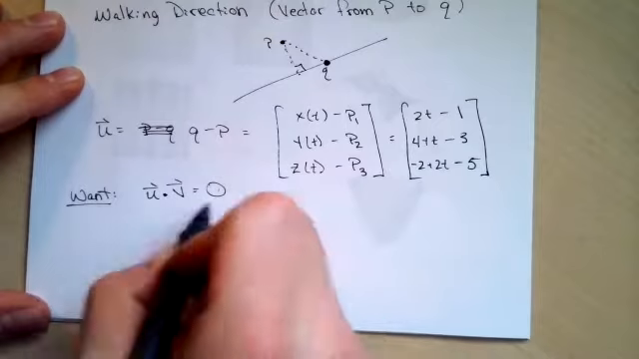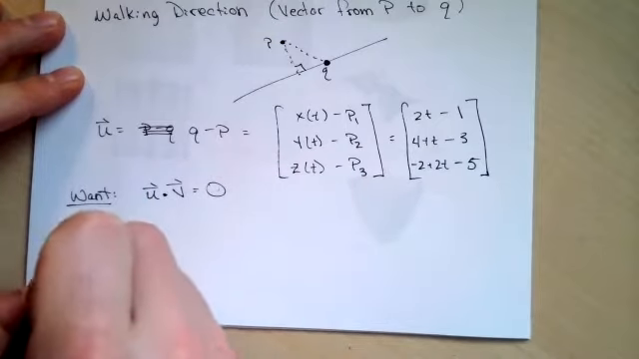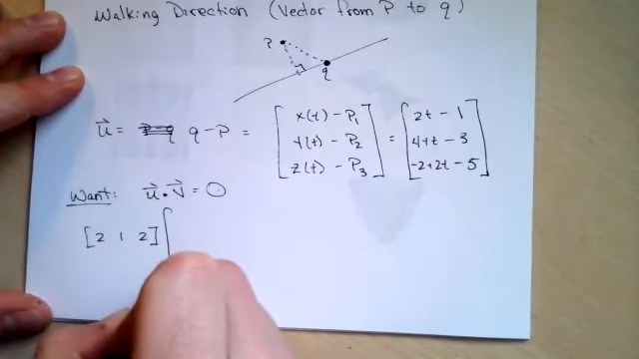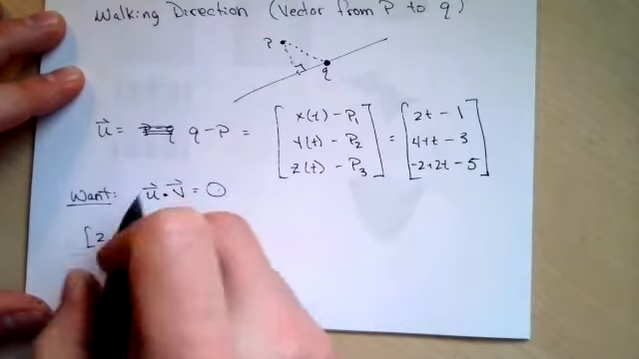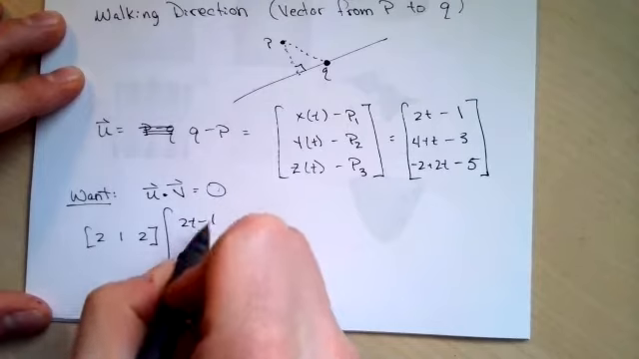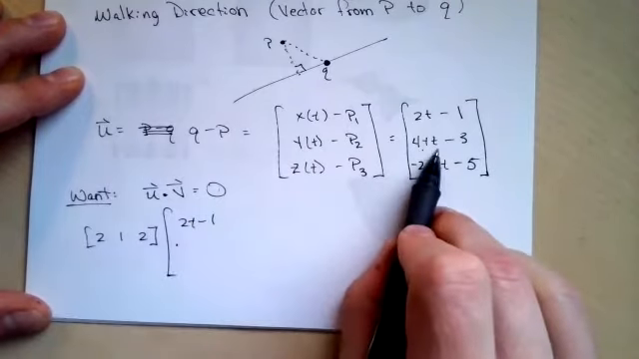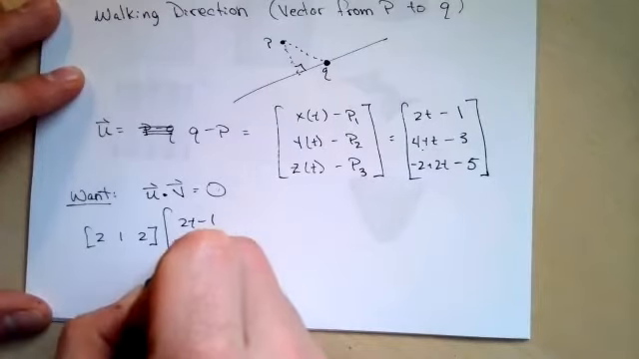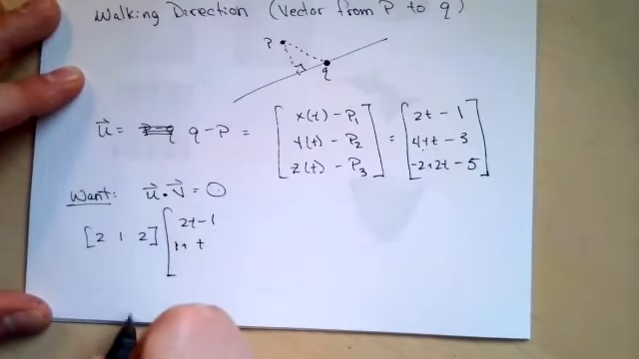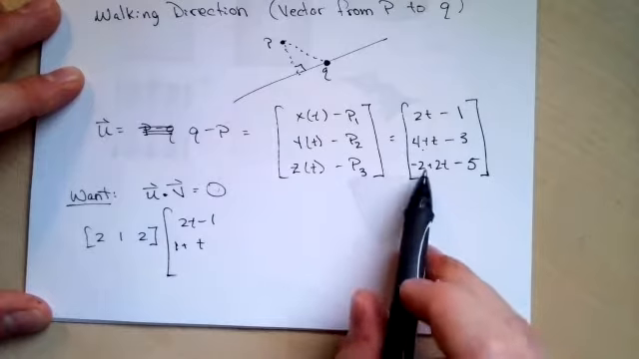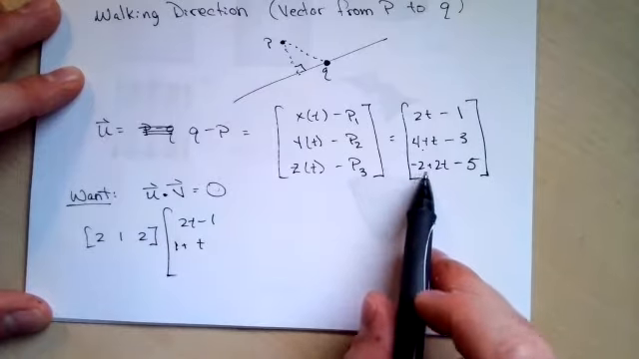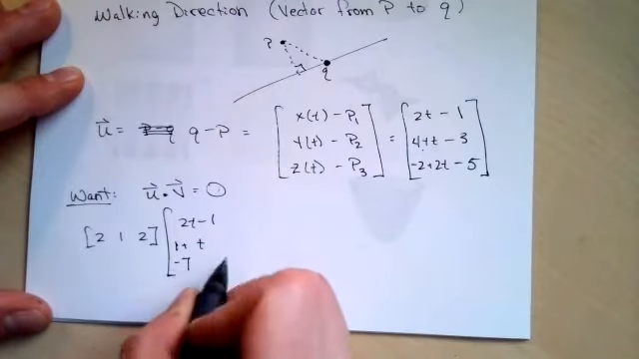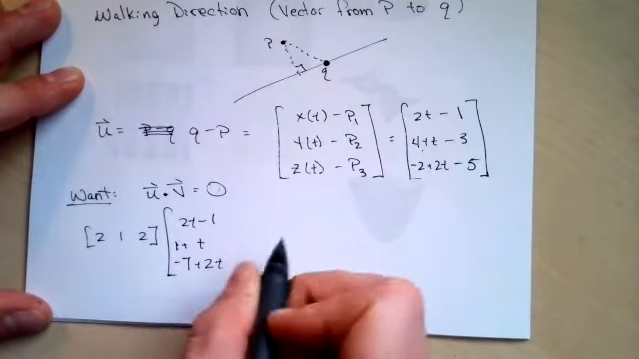Let's go ahead and write it as v dot u. So our v we can write as v transpose, (2, 1, 2), times our 2t minus 1, 4t minus 3, which is 1. 4 plus t minus 3, 1 plus t is what it will simplify to. And then, of course, minus 2 plus 2t minus 5, minus 7 plus 2t.